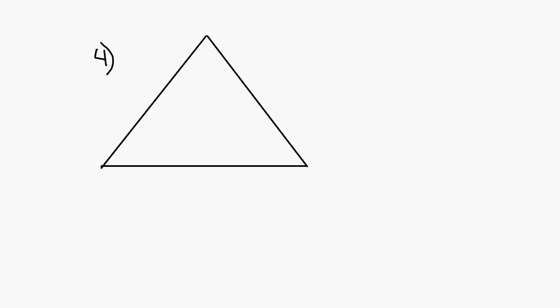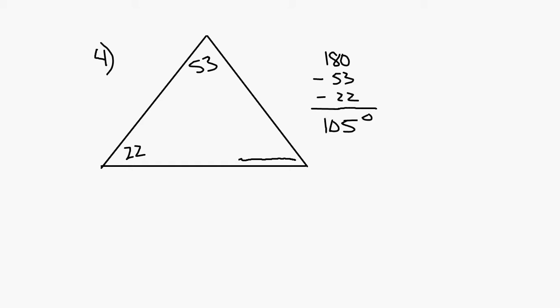Problem number 4. You guys are probably done with it already? Yeah, what do the 3 angles have to add up to? 180. So if this is 22 and this is 53, they're asking for this one right here. So it's 180 minus 53 minus 22. What's left? 105? Alright, so 105.